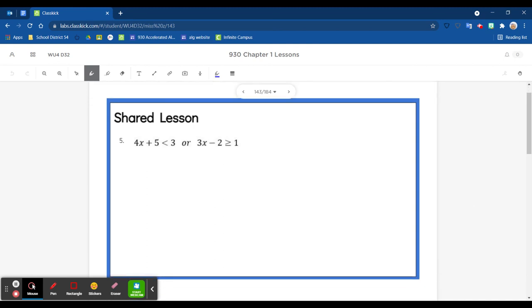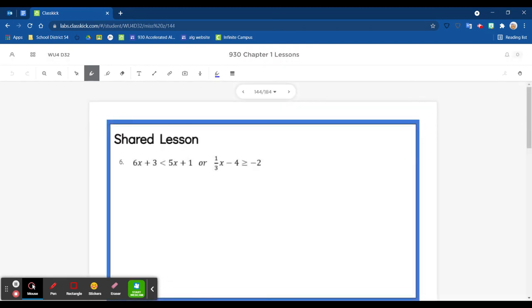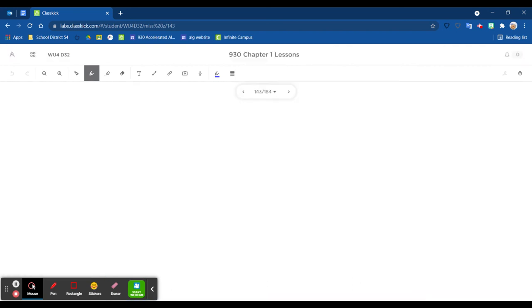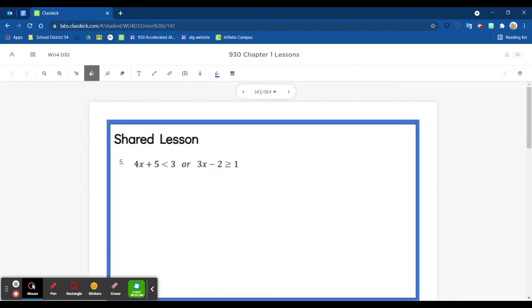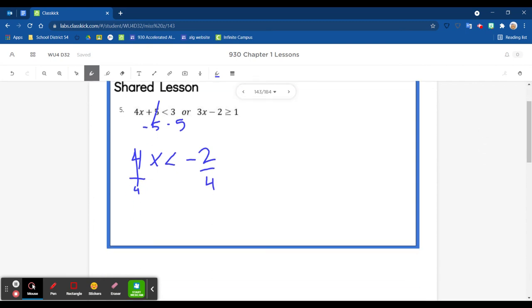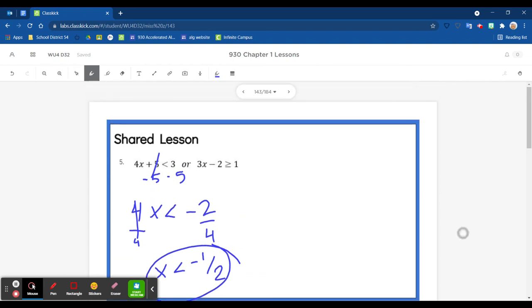All right, we have one more or. I believe this is our, no, we have two more ors. Okay, so we have 4x plus 5 is less than 3. Like I said, we're going to solve these completely separate and just do them one by one. So let's start by subtracting 5. We will have 4x is less than -2, and then we'll divide by 4 and have x is less than -1/2. That's our first. Again, this is separated by the or.